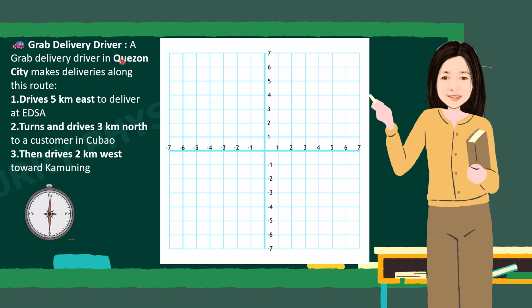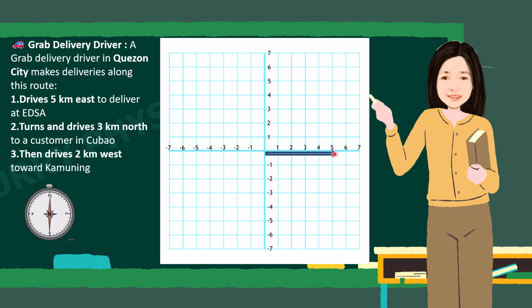So the first direction of the Grab delivery driver is 5 kilometers east. East is going to the right. And since this is 5 kilometers, and 1 square is 1 kilometer, hence this will be the length of the arrow. So 5 kilometers going east.